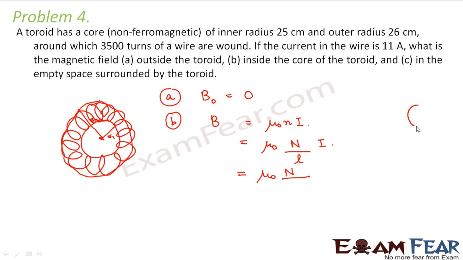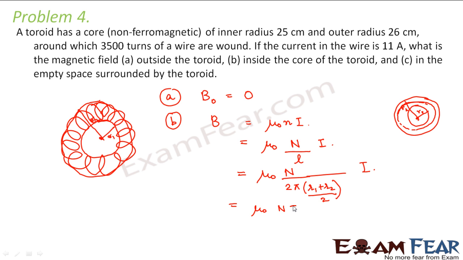That is, this is R1, this is R2. So I want to calculate the number of turns for a wire which is midway between these two. So this I can say is 2 pi into (R1 plus R2) divided by 2, into I. So this gives mu naught N I divided by pi (R1 plus R2).